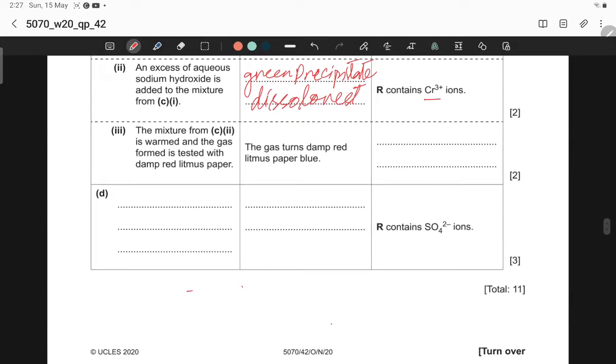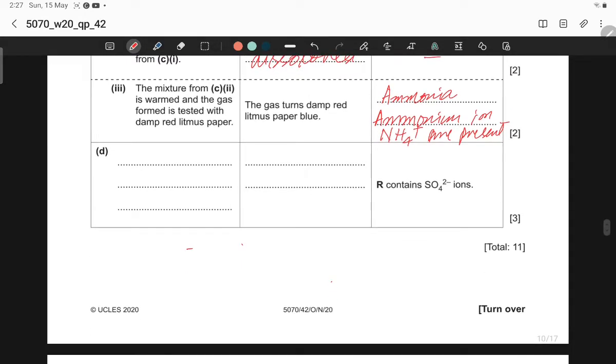The mixture from C2 is warmed and the gas formed is tested with damp red litmus paper. The gas is ammonia. It means the solution contains ammonium ions. Ammonium ions are present. R contains sulfate ions.